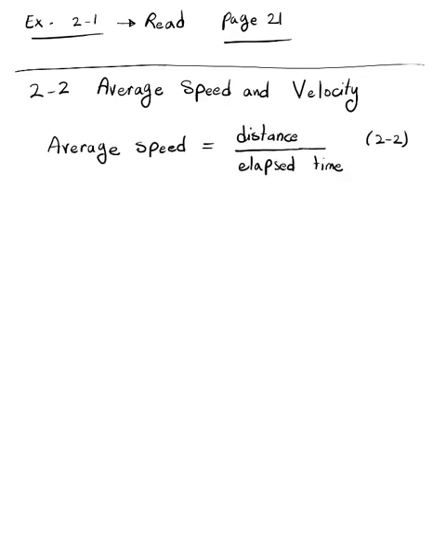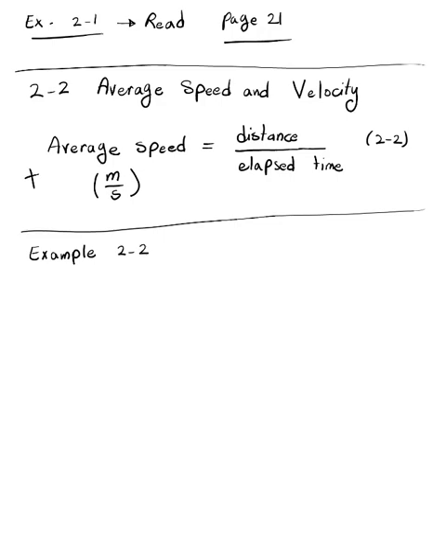We define the average speed to be distance divided by the elapsed time, and that is equation 2.2 in your book. Now the dimension of the average speed is distance per time, so it's going to have the dimension of meters per second. Remember that because the distance is always positive and time is always positive, the average speed is always positive.